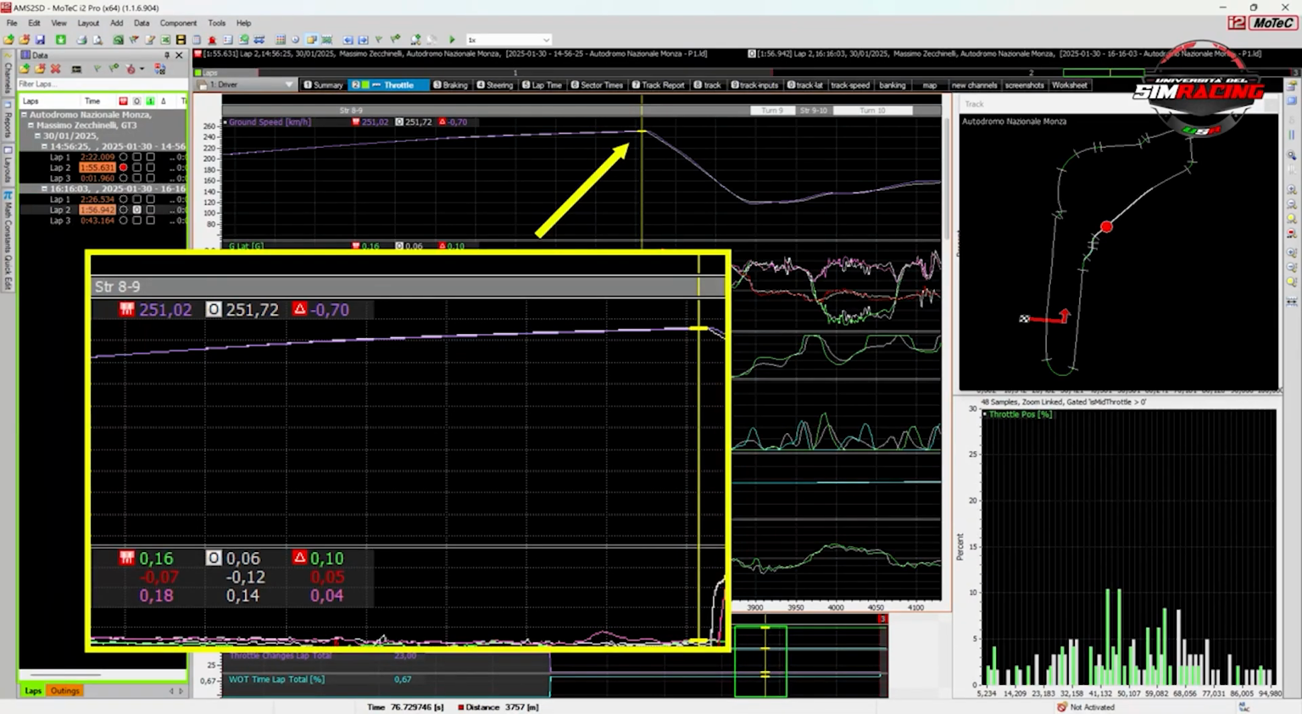No surprises in the third measurement, before Ascari, where the differences remain insignificant, once again staying below 1 kilometer per hour in favor of the maximum pressure setup.